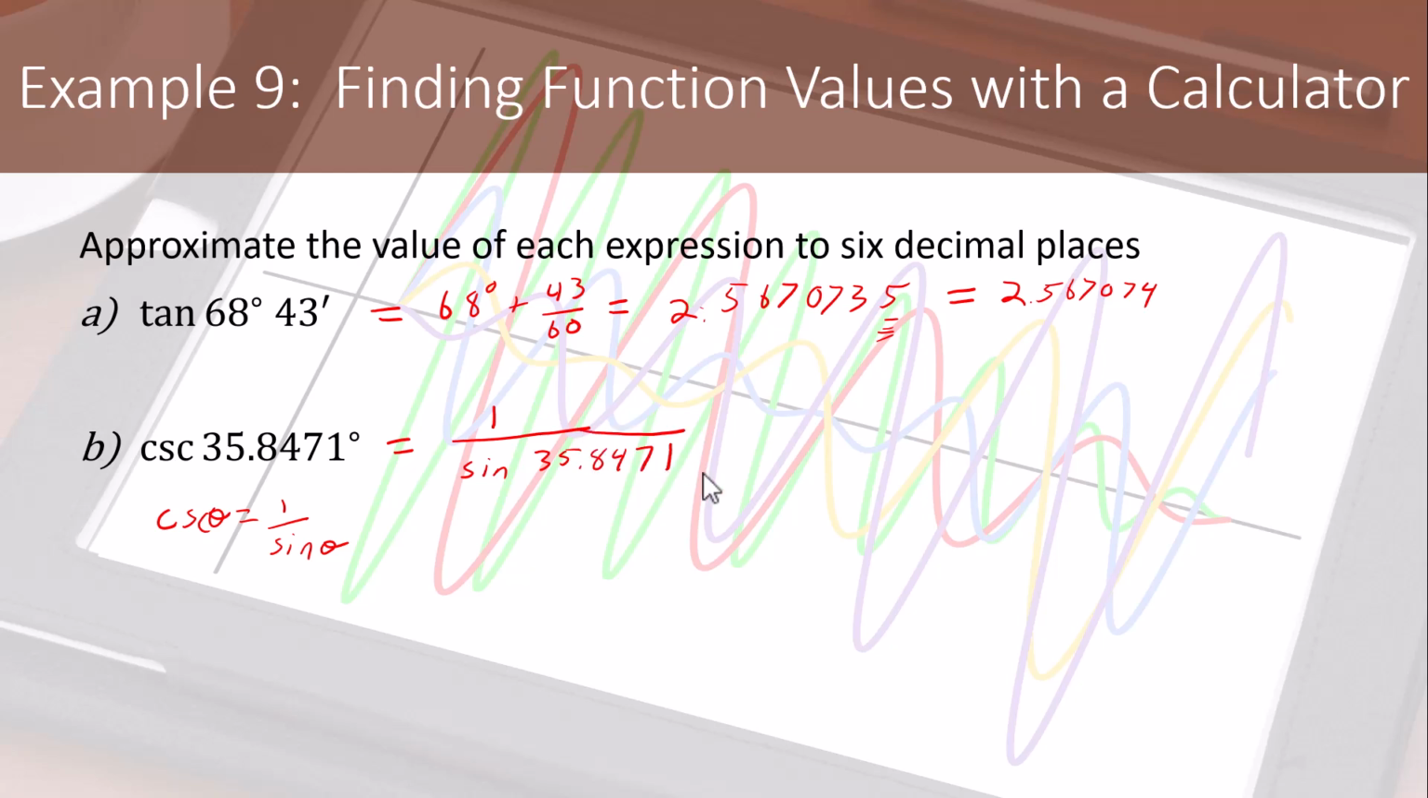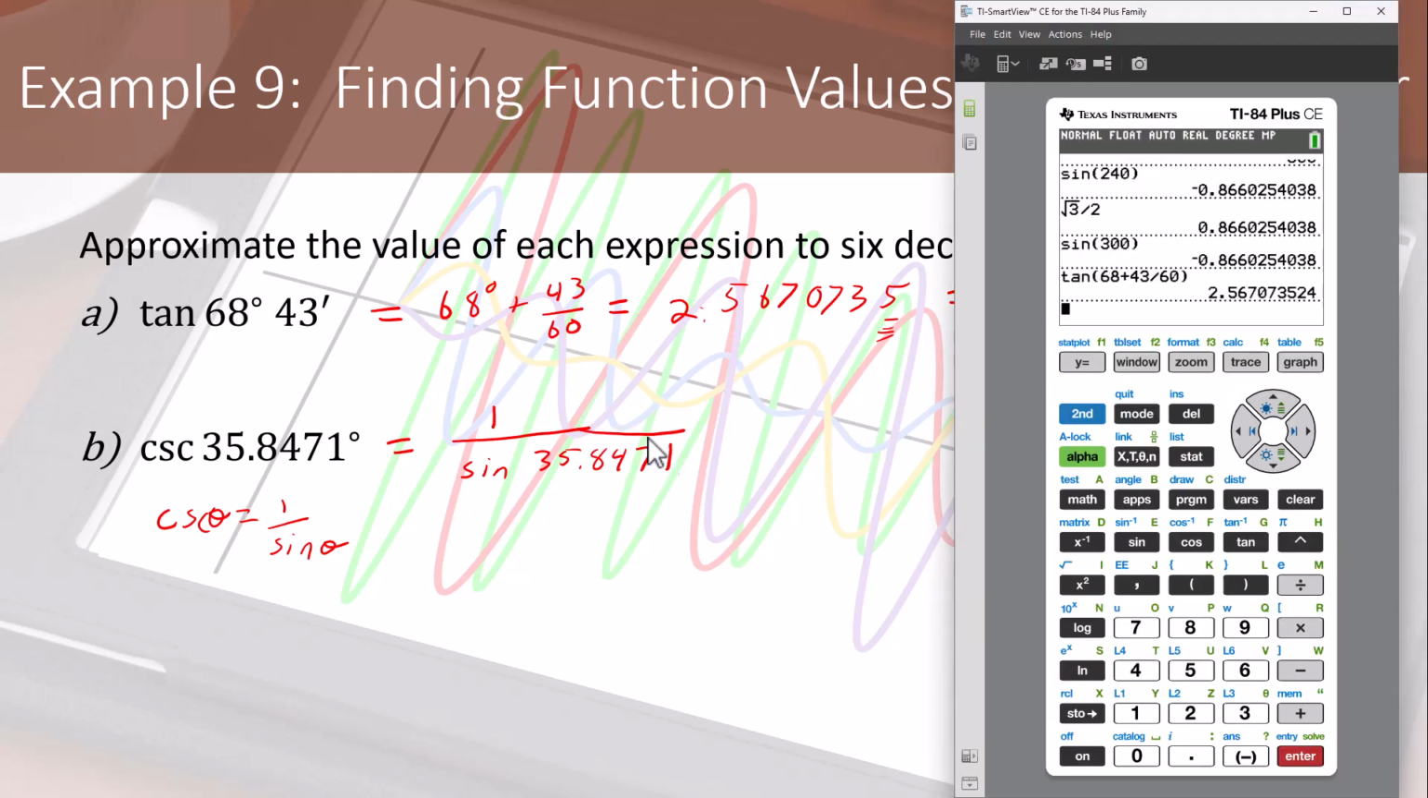35.8471. And the way we can do that in our calculator is sine 35.8471. Okay, there we go. We get that, and then just take the reciprocal by clicking that button. That's going to take the reciprocal of our previous answer, and that is our cosecant.